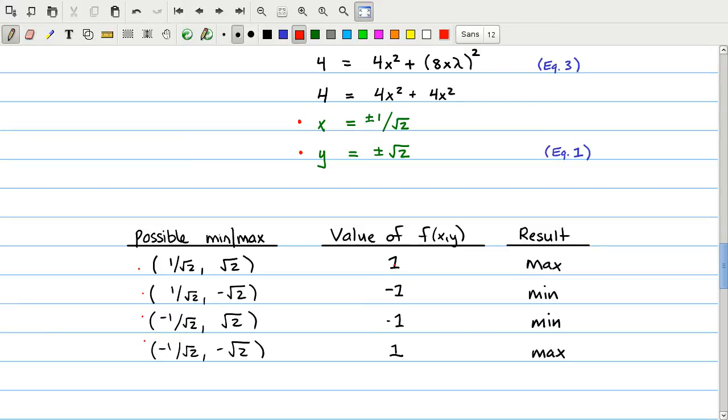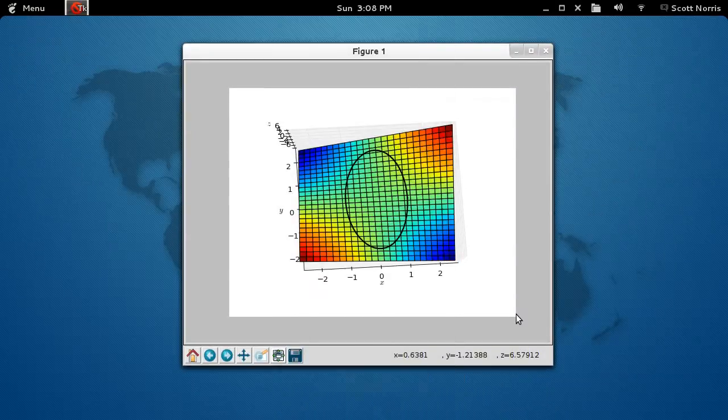And all of those critical values have values of f either equal to 1 or negative 1. And so the 1s are maxima, and the minus 1s are minima. Let's go back just one more time to our graph to see if that lines up with our expectations. That looks about right, that there should be 4. They should be roughly symmetric.